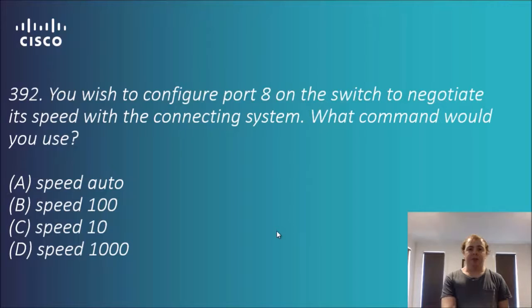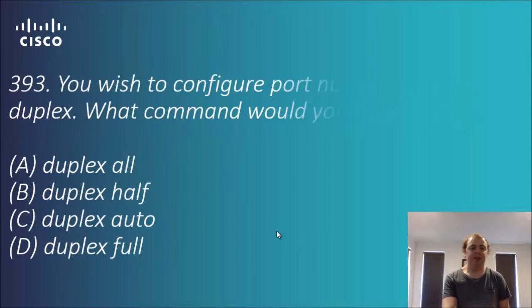392, you wish to configure port 8 on the switch to negotiate its speed with the connecting system. What command would you use? We've got speed auto, speed 100, speed 10, speed 1000. Obviously the speeds can change up a little bit, and sometimes things are different, so you go speed auto.